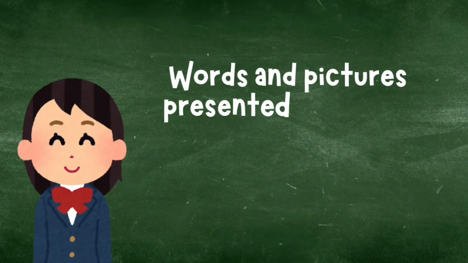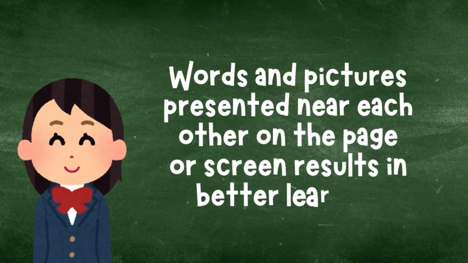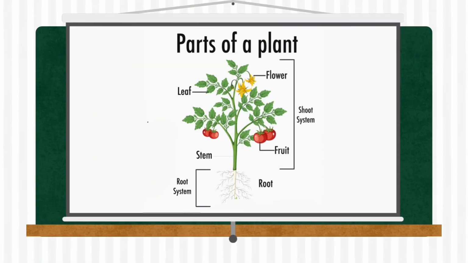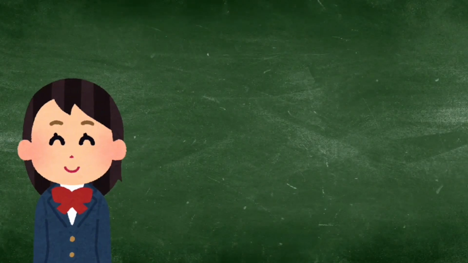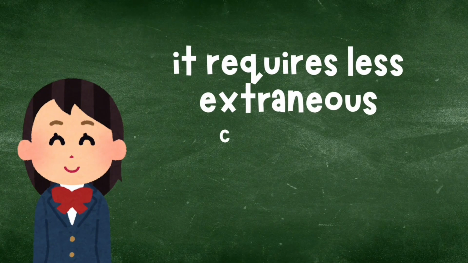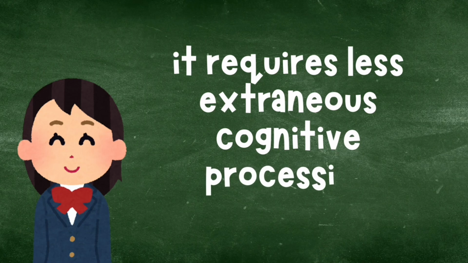Next, keep related words and images close together. If you're describing a part of a diagram, don't make viewers look all over the screen to match the labels. Put the text right next to what it explains. It saves mental energy and makes the learner experience less extraneous cognitive processing.